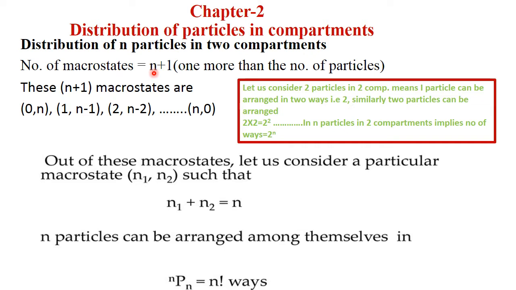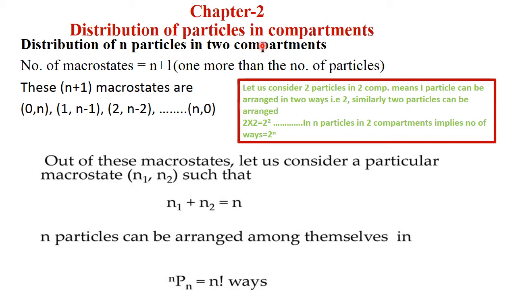Good afternoon, everyone. Today we'll start with chapter 2, that is distribution of particles in compartments. We have already done the problems of distributing particles in compartments in the previous lecture, where we did distribution of four distinguishable particles in two compartments. That means we know how to distribute particles in compartments. Now let us move on to distribution of n particles in two compartments.